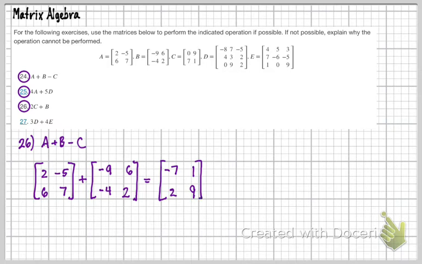Now I have to subtract C from that. So I take A plus B, and that's what I did so far, and that's the matrix negative 7, 1, 2, 9. And this is what we call a 2 by 2 matrix. That's the dimensions. And now I'm going to subtract C. So I take this and now I'm going to subtract C.